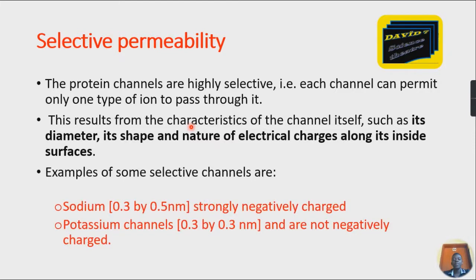Examples of some selective channels: we have sodium channels. These are strongly negatively charged on their interior surfaces, and they can only transmit a molecule of 0.3 by 0.5 nanometers in size. So sodium can only be transmitted through sodium channels. So is potassium. Potassium is only transmitted through potassium channels, which are 0.3 by 0.3 nanometers. The potassium channels are not negatively charged.